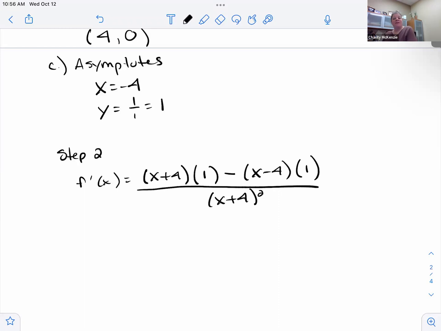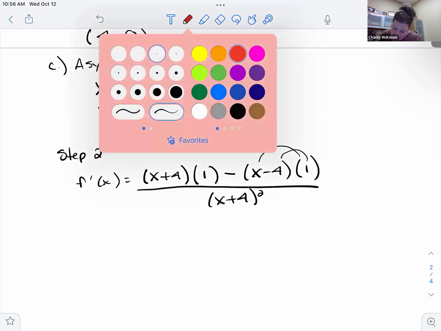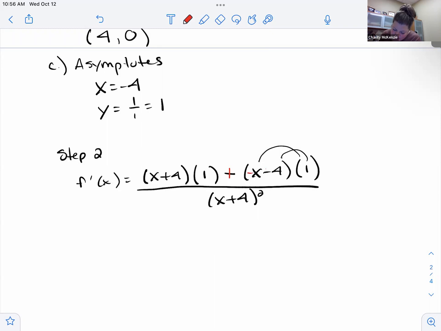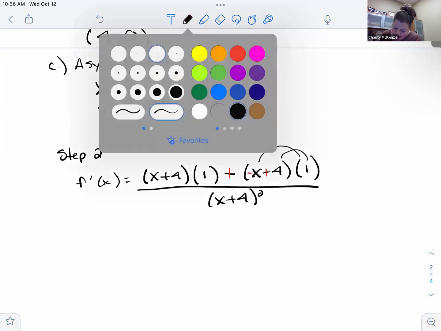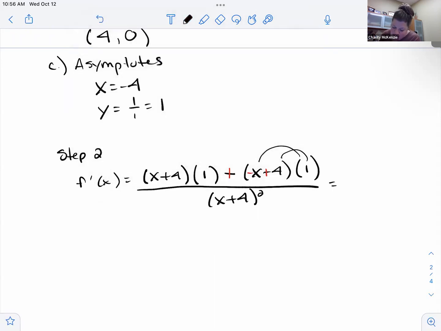All right, now we need to simplify this because that's hideous up top. We've got to think of the 1 being distributed; it isn't going to change anything, right? So we're going to have a minus. I'm going to change this minus sign to a plus and change both of those signs. That way I can add those terms together a little easier. So I see x plus a negative x, so the x's will cancel. And then we'll have 4 plus 4, so I get 8 on the top over x plus 4 squared.